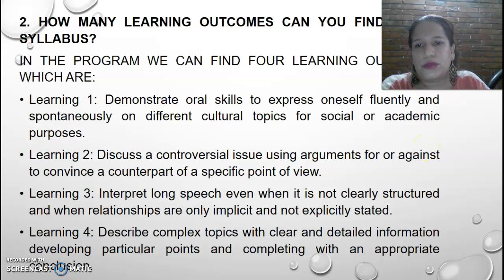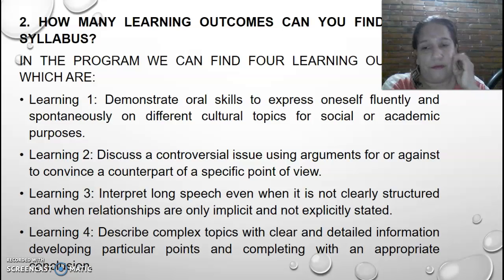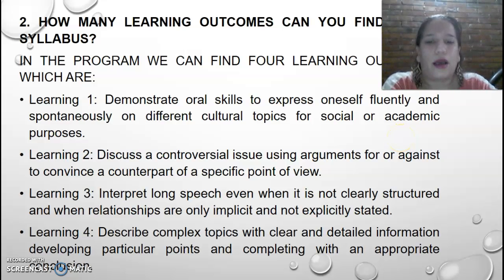Learning 2, discuss a controversial issue using arguments for or against to convince a counterpart of a specific point of view. Learning 3, interpret long speech even when it is not clearly structured and when relations are only implicit and not explicitly stated. And learning 4, describe complex topics with clear and detailed information, developing particular points and completing with an appropriate conclusion.